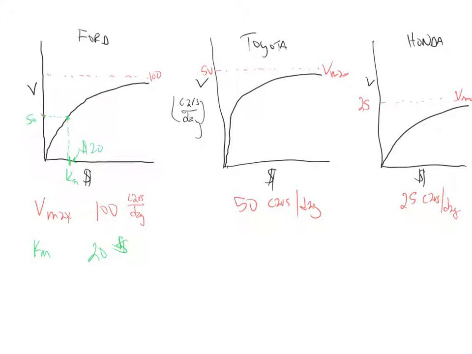It's supposed to be a dollar sign. Likewise, since the Vmax for Toyota was 50, we go to 25. We go over, and we go down. So this right here, that would be the Km. And let's just say, because I want to keep the math really simple since I don't have my calculator here, what if that Km is $5? So we would say, okay, that's $5.